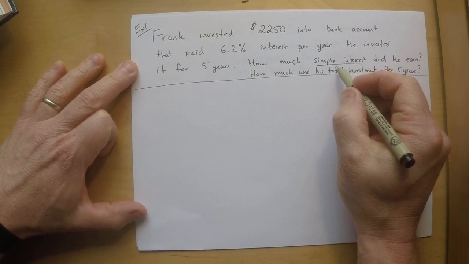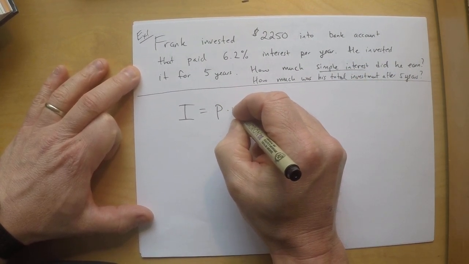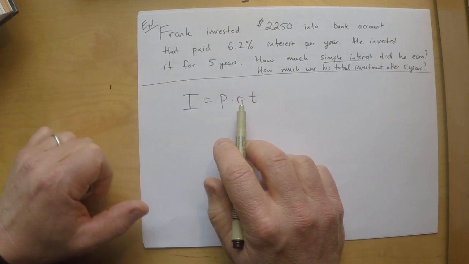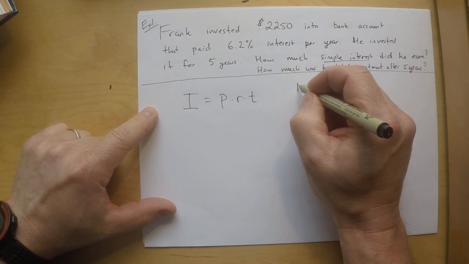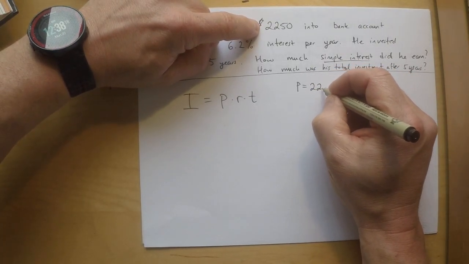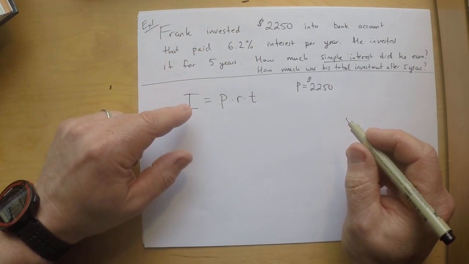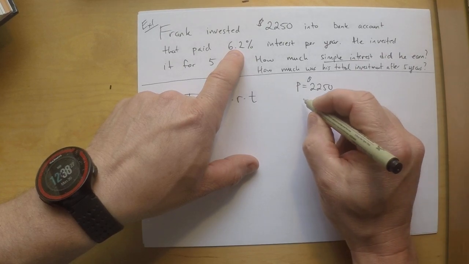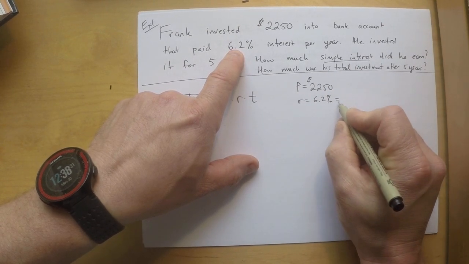So for simple interest, you write out the formula: I equals P times R times T. I'm using the dot instead of the times sign, so it doesn't look like an X. When you read this question, what is the principal? How much money did he put in to start with? That's the $2,250. That's the initial amount he put in. The R is the interest rate per year, which they gave right to you. They generally will: 6.2%.